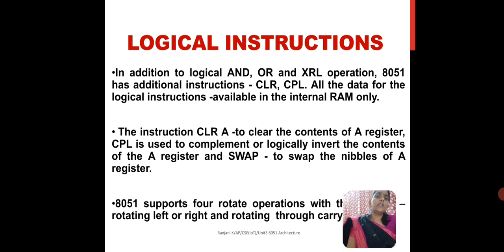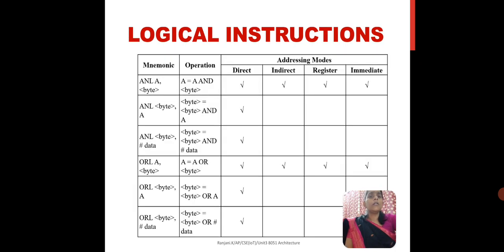The instruction CLR means to clear the content stored in the accumulator, whereas CPL is used to complement, or logically invert, the content stored in the A register. The next one is SWAP, which is used to swap the nibbles stored in the A register. 8051 supports four rotating operations, and these are the instructions which come under logical instructions.